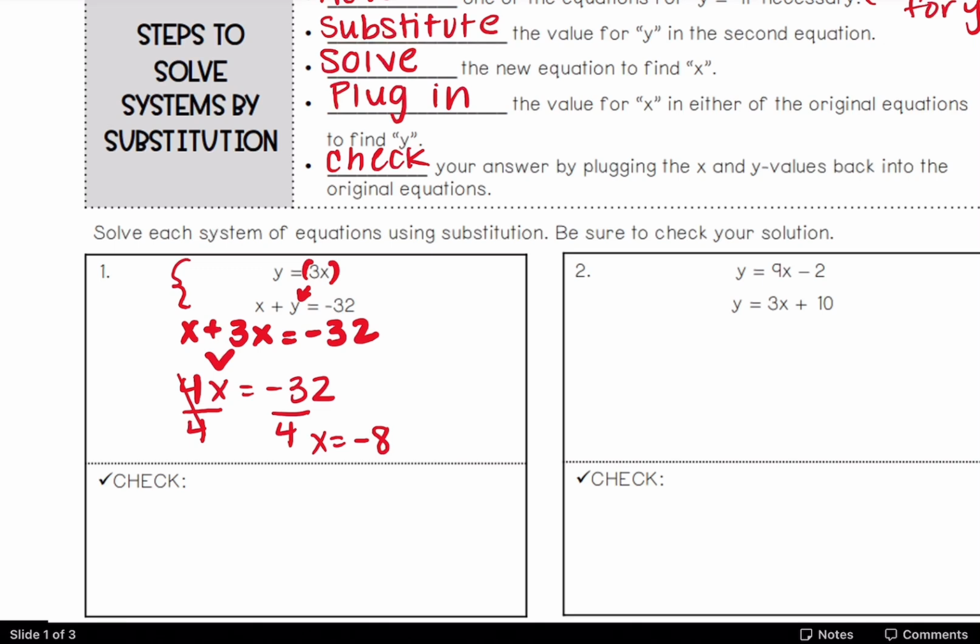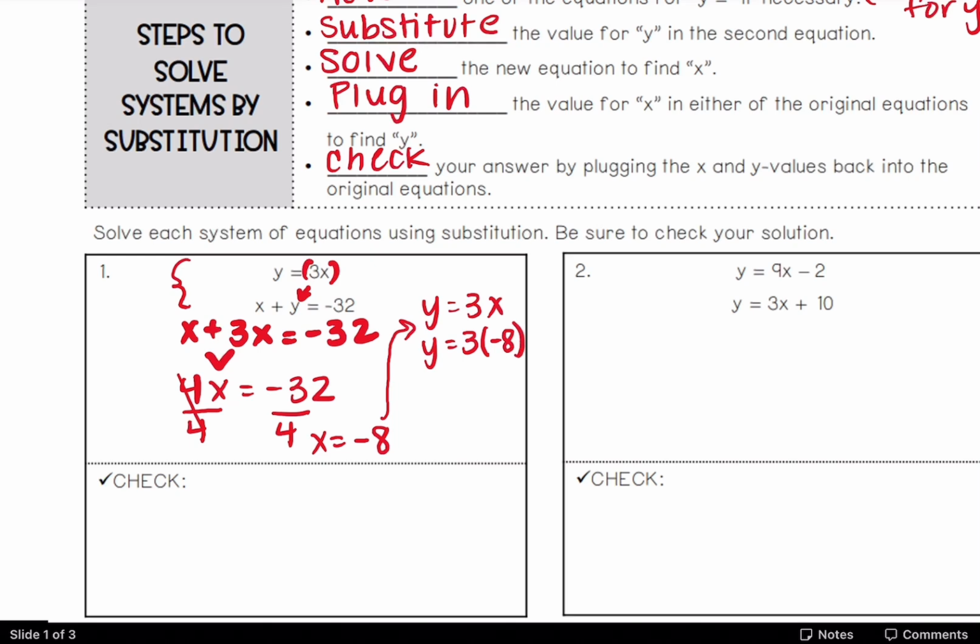So that is my x. Now I'm going to plug in the value for x to either one of the equations, whichever one looks easier, because now I'm going to use it to find y. So now it's not a mystery. Now that I know x, I can again find y because I'll only have one variable. I think I'm going to choose that first equation again because it's y equals. So I'm going to put that value back into my equation for y equals 3x. So if I know now that x is negative 8, I'm going to replace x with negative 8.